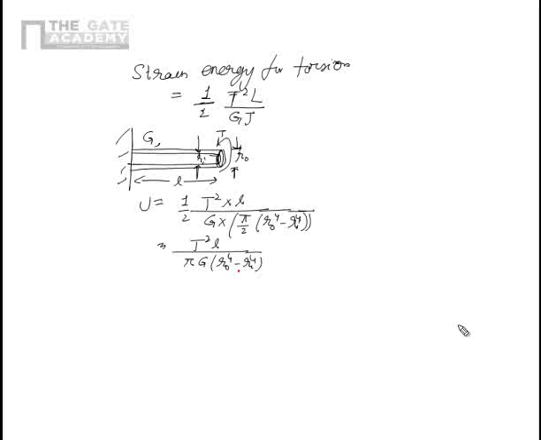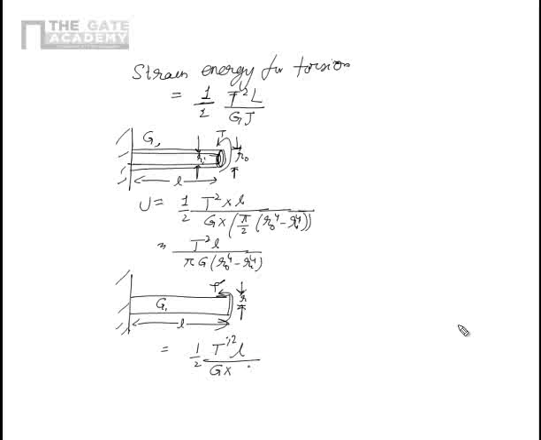Now let's see another problem. The same problem, if I have a bar instead of a tube, a bar made of some radius R, and other things are all same, it is having G and length is L. So in this case the strain energy, with torque T dash here, will be equal to 1 upon 2, T dash square L upon G into its J, which is pi by 2 into R to power 4.